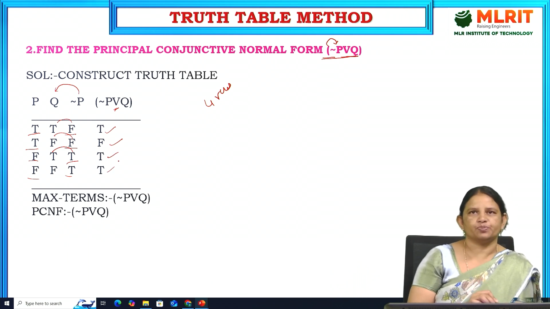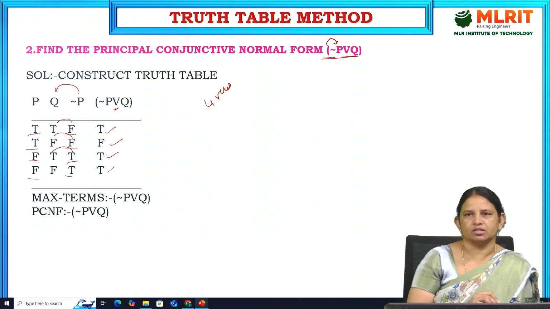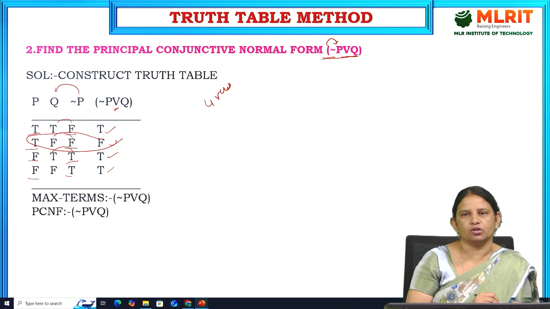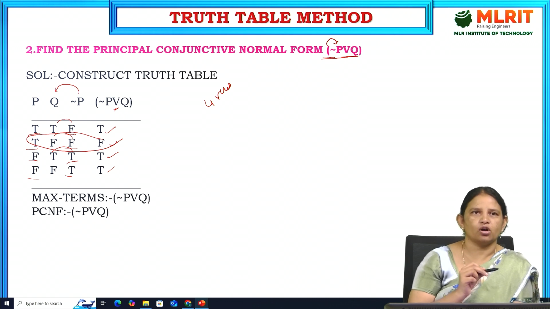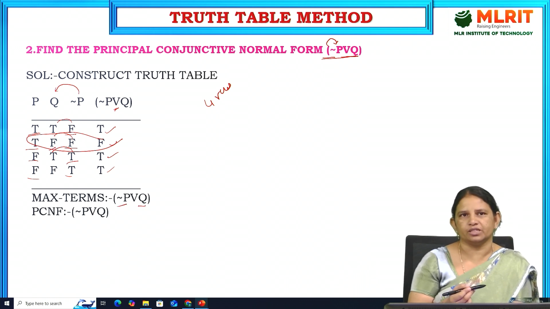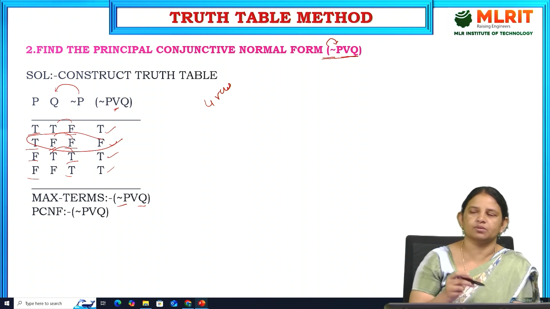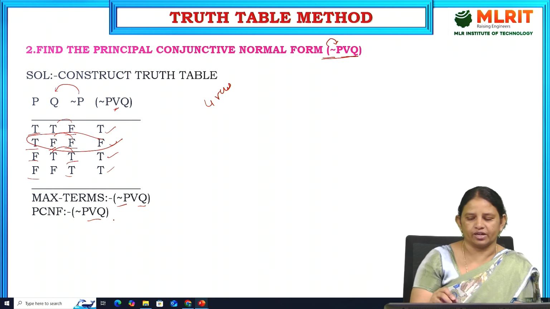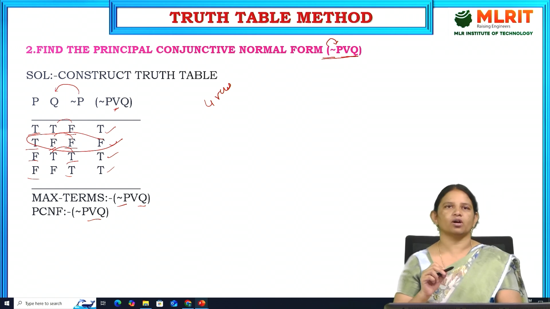So what is the PCNF? We need to construct the max terms. In the case of max terms, we are going to concentrate on the false values only. So for which row does it return false? The second row. The second row consists of true, false. The first proposition is true, so take negation P, and the second proposition is false, so take Q. Negation P or Q. PCNF consists of the product of max terms. Only one max term is there. Take that max term. That is the PCNF. Negation P or Q, we get the same PCNF for the given statement formula.